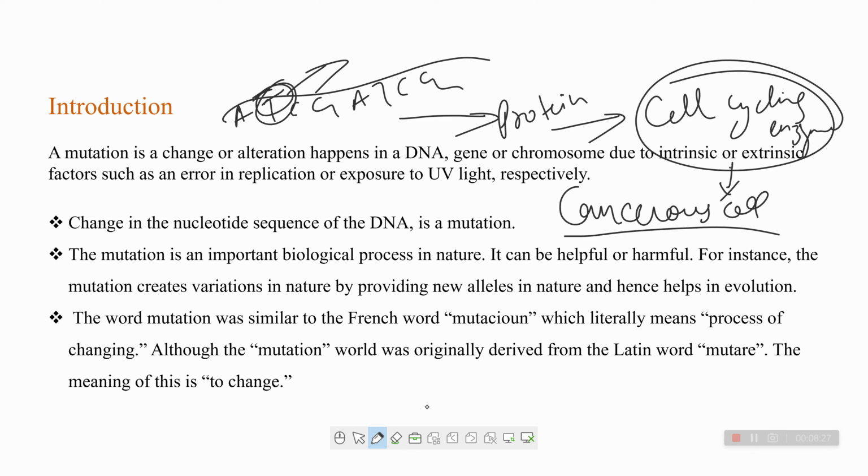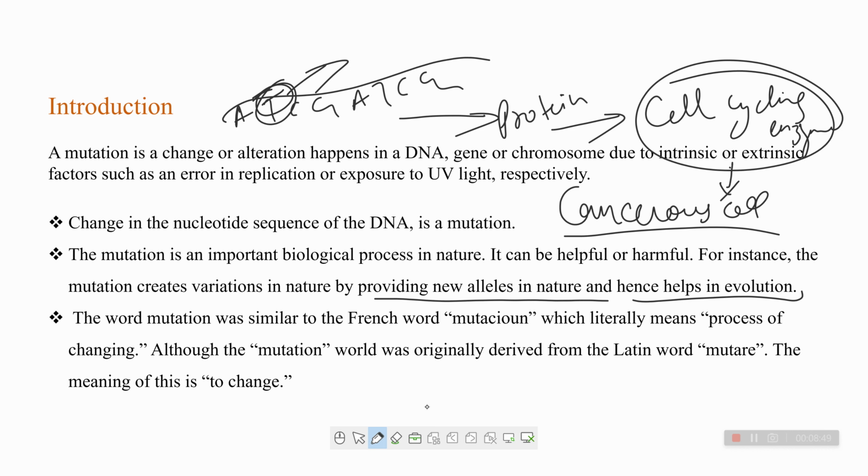The mutation creates variation in nature by providing new alleles in nature, and hence helps in evolution. I already told that in the phylogenetic tree, we study from single-celled organisms to multicellular. This process will happen only with the help of mutation.